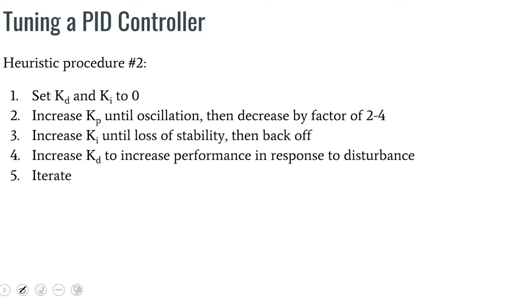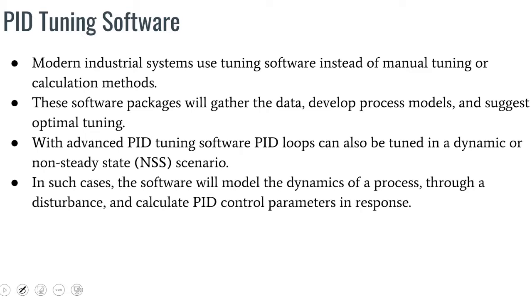Another approach is, similar to the previous one, we are setting D and I to 0. We increase P, increase I, increase D. Again we are going through this iteration in a slightly different order, but basically we are sticking to the same approach in a manual tuning mechanism.